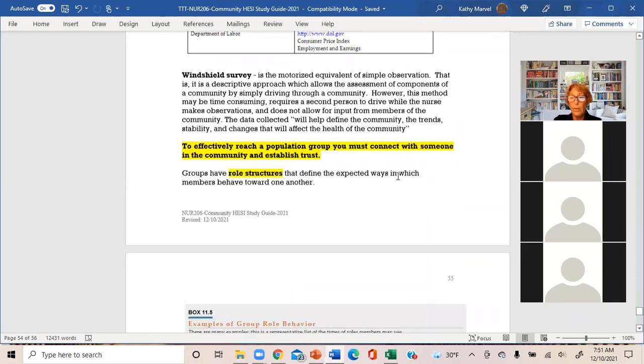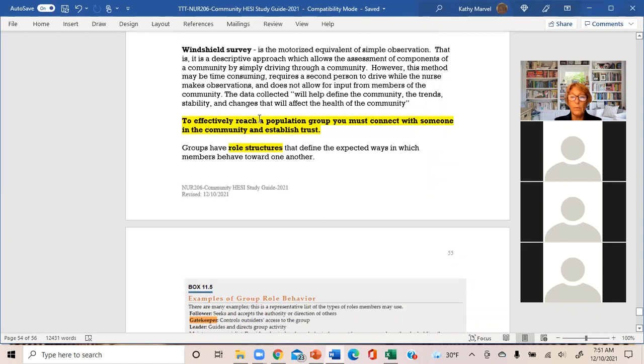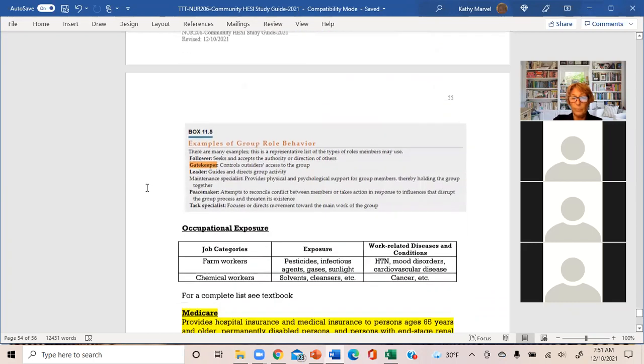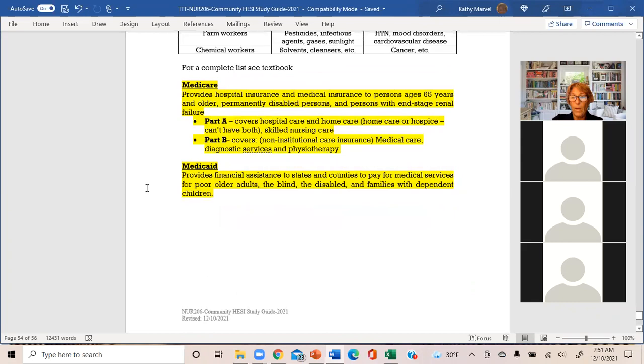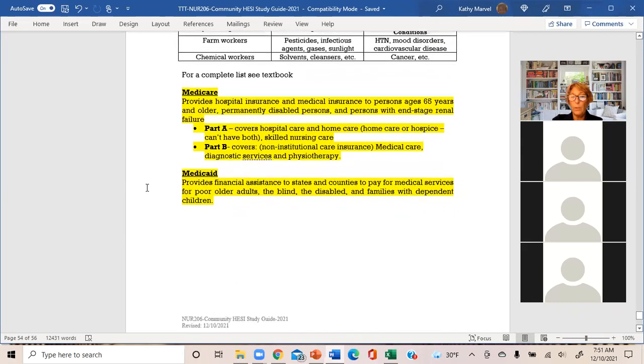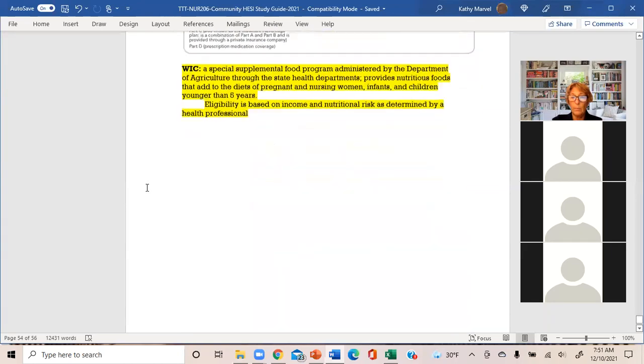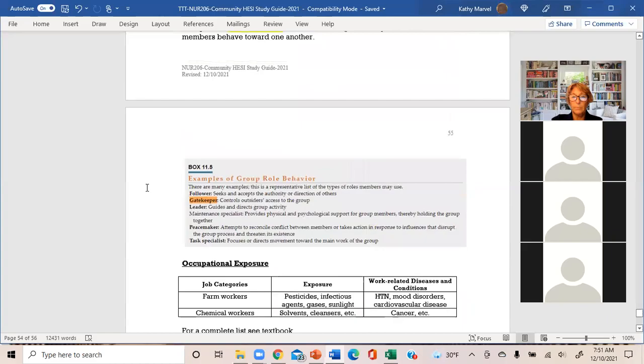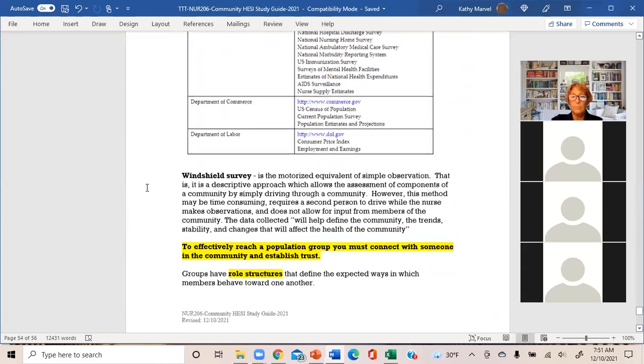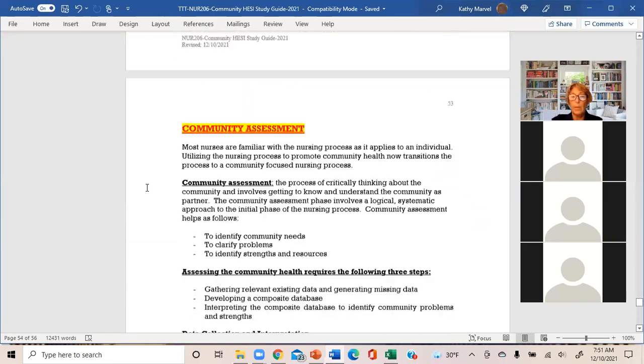Okay, and here's my trust statement. To effectively reach a population group, you must connect with somebody in the community and establish trust. Knowing the difference between Medicare and Medicaid is on here, and that's covered in community assessment, I believe. Yeah.